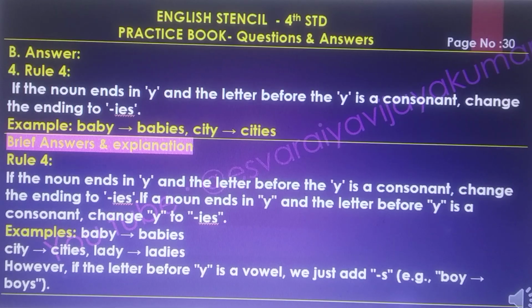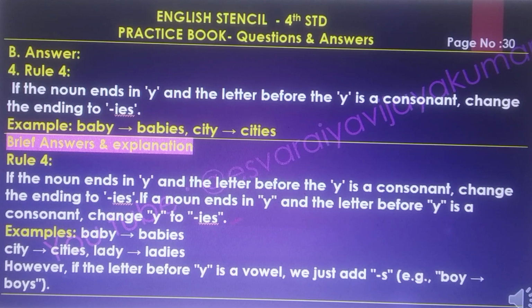Rule number 4: if the noun ends in y and the letter before y is a consonant, change the ending to ies. For example: baby, babies, city, cities. Brief answer and explanation of these questions. If the noun ends in y and the letter before the y is a consonant, change y to ies. For example: baby, babies, city, cities, lady, ladies.